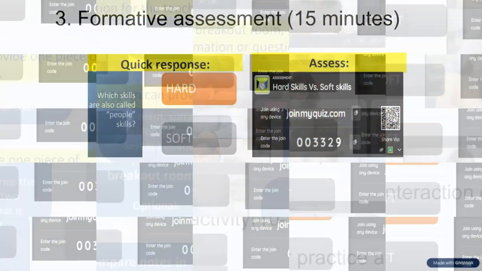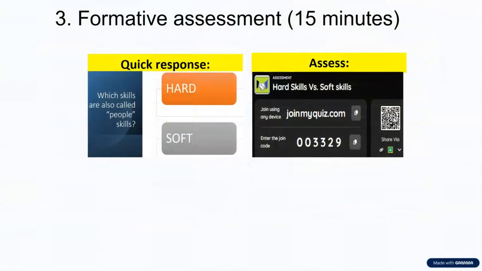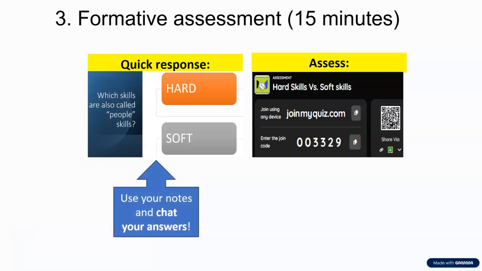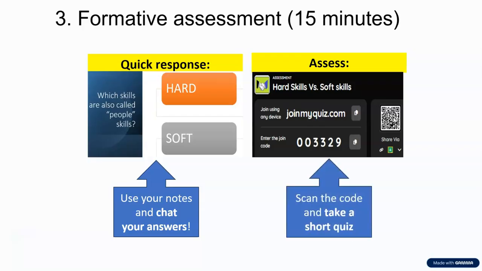Next comes the formative assessment. This does not need to be complicated. Sometimes it's as simple as asking students to use their notes and respond to a question. And they can use the chat or they can respond verbally. You can also take it a step further and use a short quiz, a poll, or interactive tool where students can scan a code and answer a few questions. The purpose here is to quickly check understanding while the lesson is still happening. This gives you valuable feedback about what students understand and where they might need additional support.